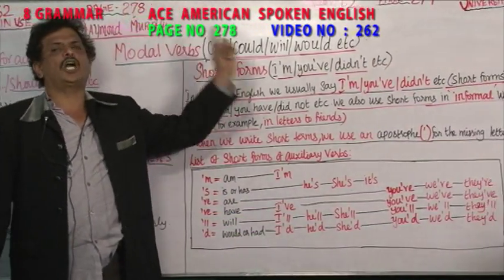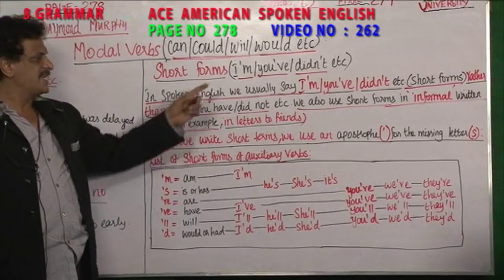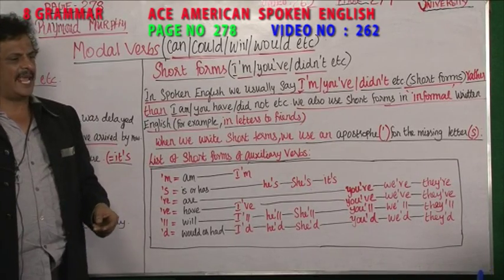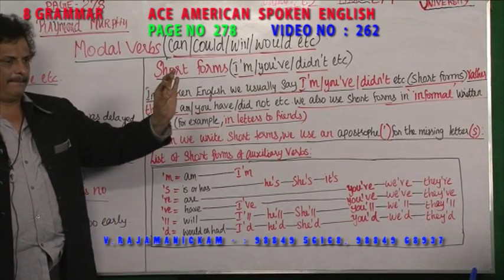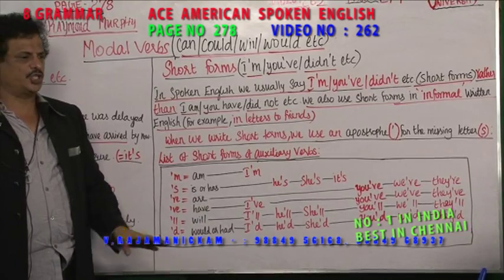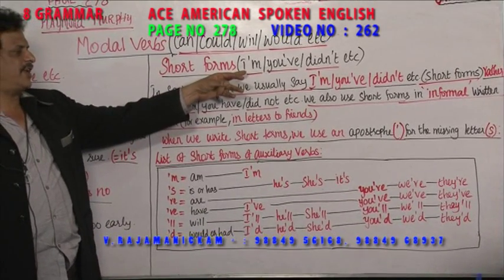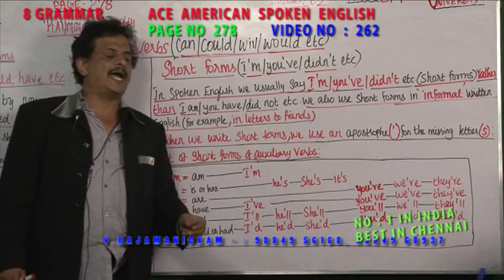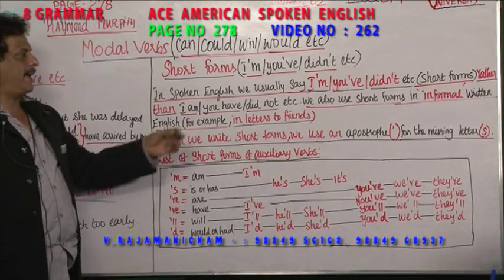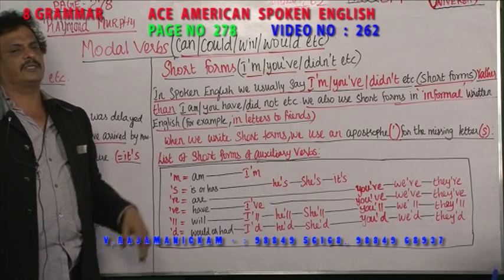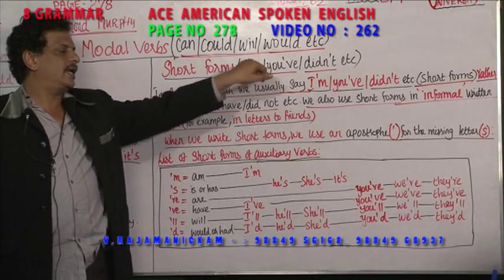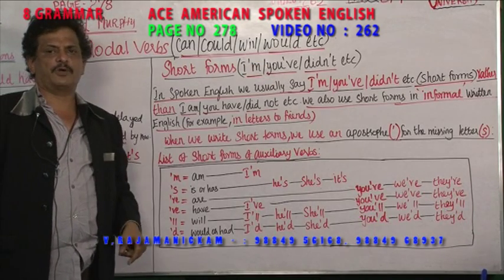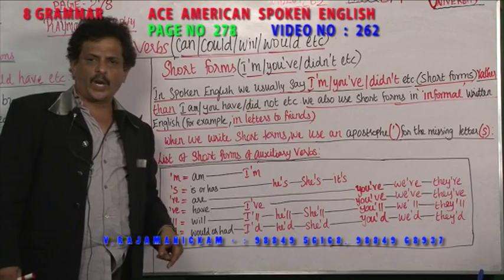Coming here, short forms, abbreviated forms. See, I'm. What does apostrophe M mean? The A goes off. I am becomes I'm. I'm a doctor. I'm a teacher. I'm a professor. You don't say I am; it is I'm. Likewise, you have becomes you've. It is abbreviated, shortened using an apostrophe and 've.